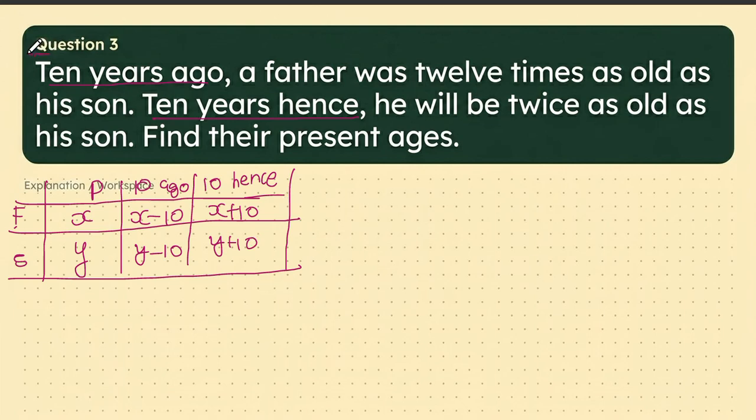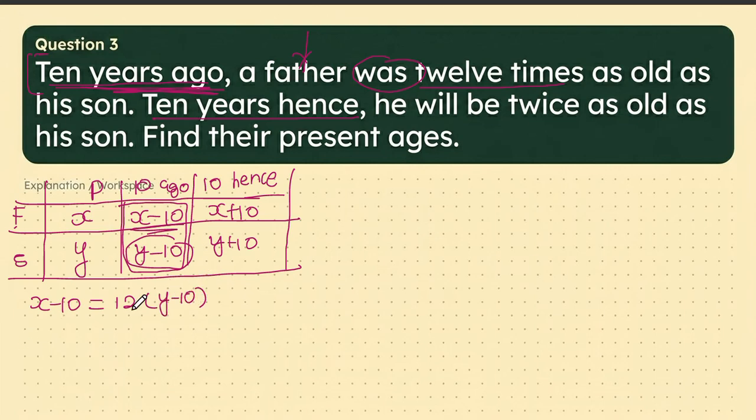Now look at the first condition. In the first condition, which age is used? 10 years ago. So ago means this age we have to consider to make the equation. So 10 years ago, a father. What is the age of the father? X minus 10. So we'll write x minus 10. After that, what is the word? Was. Was means is equal to 12 times as old as his son. 12 times means 12 multiplied by, in brackets, as old as his son. Son's age is y minus 10.